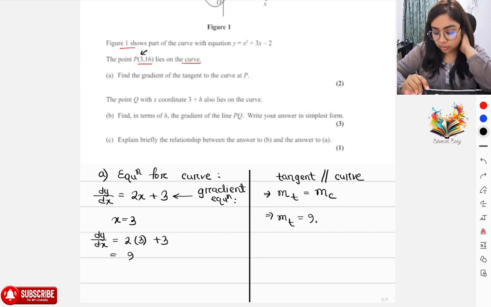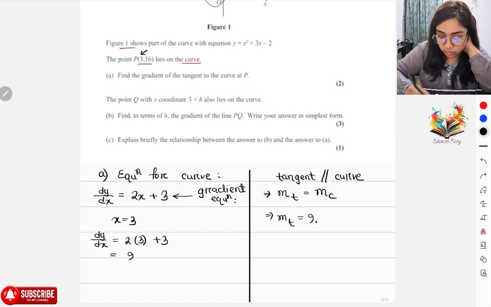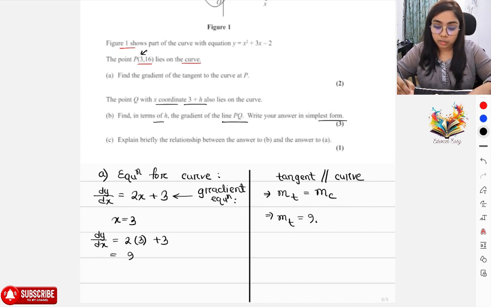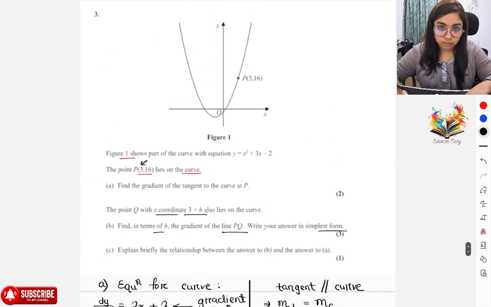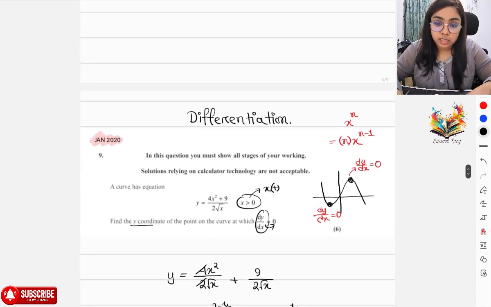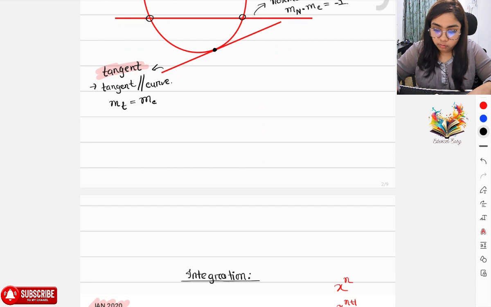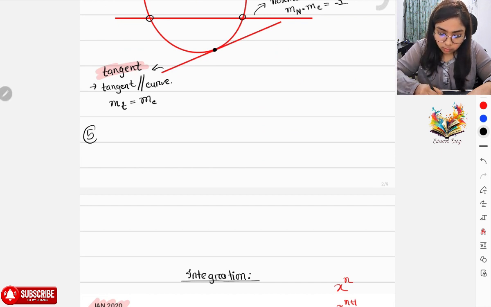Again, after that, it says that the point Q with x coordinate 3 plus h also lies on the curve. Find, in terms of h, the gradient of the line PQ, and we need to write the answer in this format. 3 plus h is the x coordinate. In order to find the gradient between two specific points, there's a different equation available. To calculate gradient, there are actually two equations overall. Let me write the formulas again over here.